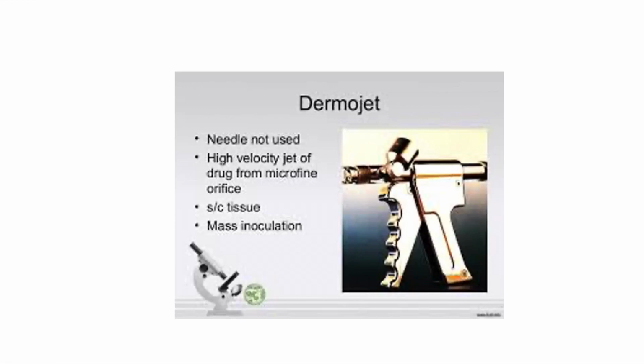What is dermojet? Here the needle is not used. That is a gun-like device where there is no needle. A high velocity jet flow of the drug is produced, with many tiny particles of that particular drug, and at a higher rate these particles go into the subcutaneous tissue. For mass inoculation or vaccination programs, these dermojets in Western countries are quite useful.